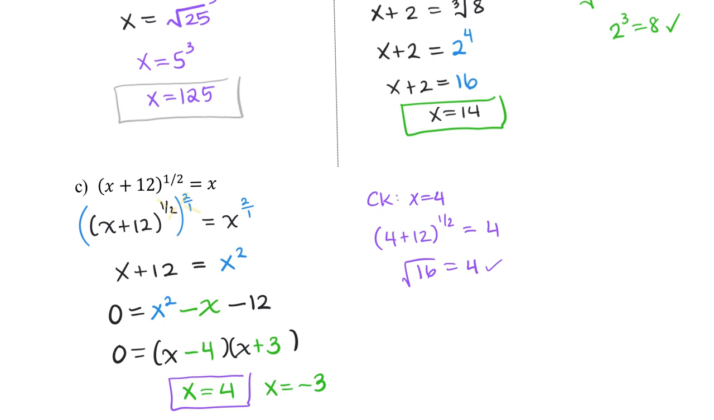Okay, now let's try negative 3. If I do negative 3 plus 12 to the 1/2, does that give me negative 3? Negative 3 plus 12 is 9. 1/2 is square root. Does that... no, square roots give me positive answers. So this one does not work, but x equals 4 does work. So we got one answer, but we had to solve it out correctly to figure out that one of the answers did not work.